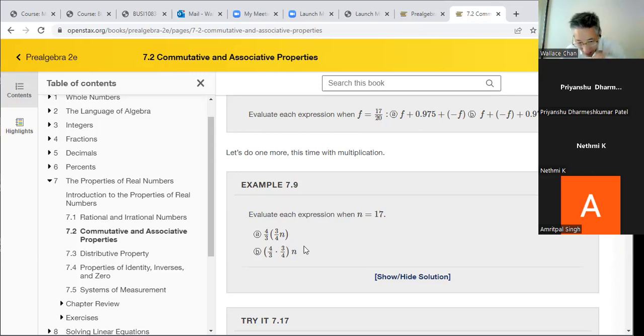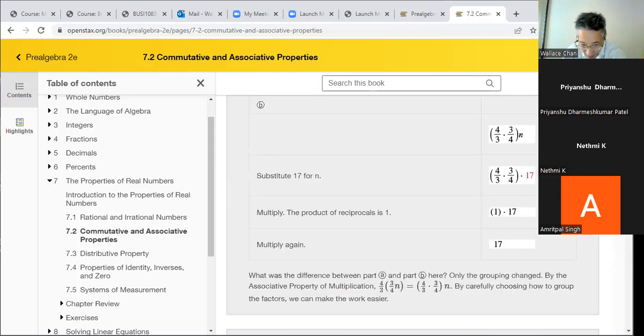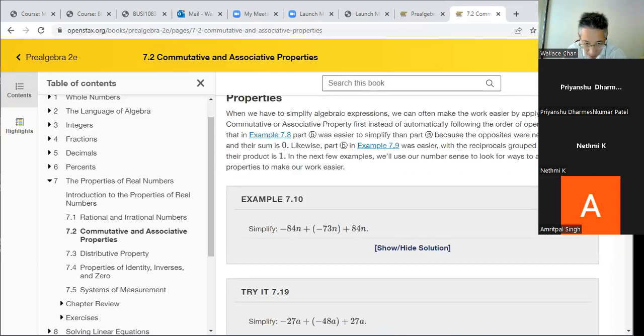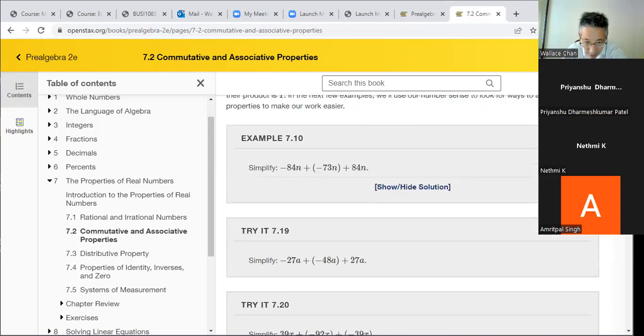So same here. 4/3 times 3/4. If you multiply these two numbers, you see that the answer is 1. 1 times 17 is 17. So the answer is 17. Now you can simplify expressions using the commutative and associative properties. For example, this one is an expression with the variable n.